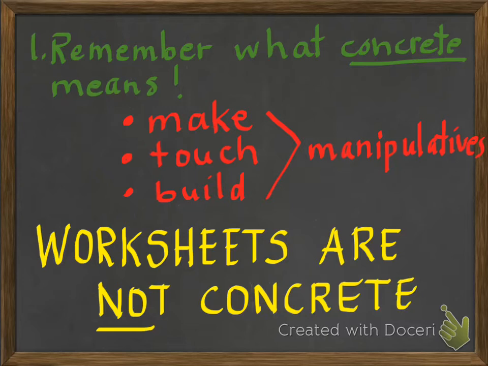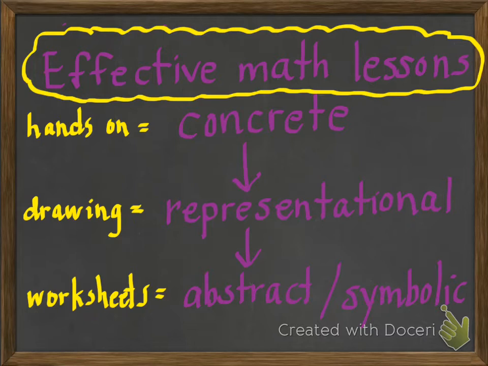Worksheets are not concrete. As a rule, worksheets tend to be abstract symbolic. Some worksheets are semi-concrete, but worksheets are never concrete. Effective math lessons move from the concrete to the representational to abstract symbolic work. So that means if you're teaching math effectively, you are going to start the students with hands-on activities.